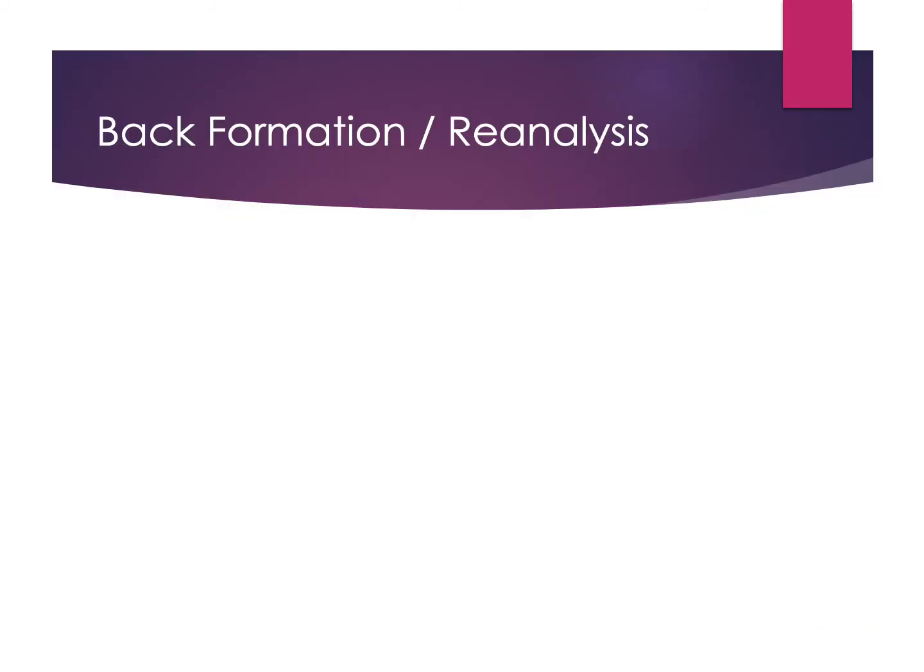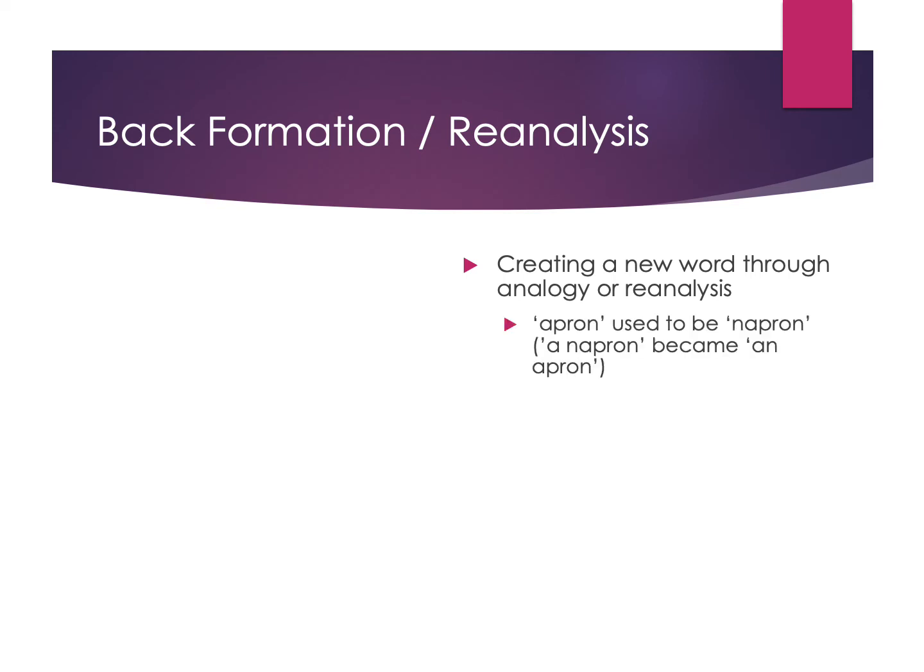The next one we'll talk about, back formation or reanalysis, is when we're creating a new word through some sort of analogy or reanalyzing what the word means and other forms that it could take. So some examples that we have in English are things like the word apron, which used to be the word napron. And because an apron and a napron sound the same, if you move the N to the article, or if it's part of the noun, we've sort of changed and reanalyzed what the word is, and rather than it being a napron, it became an apron. And so over time, that N sort of moved, we got rid of it and put it on the article, and now we have the word apron.